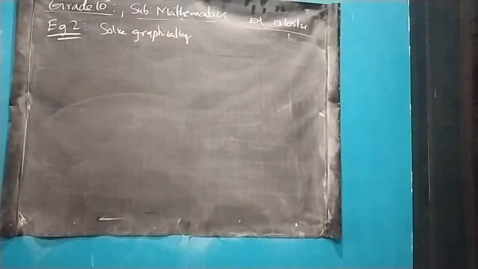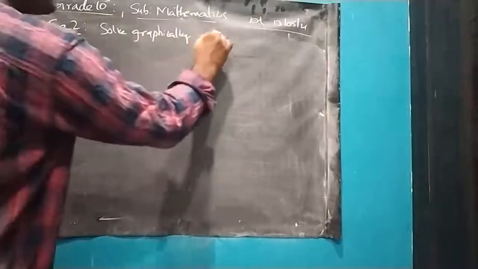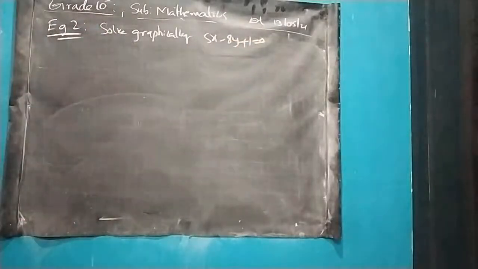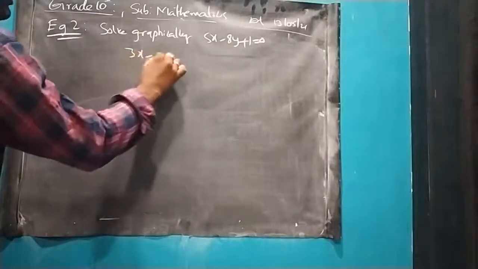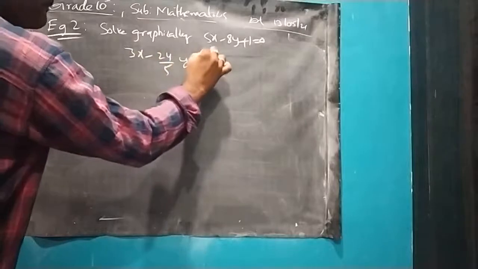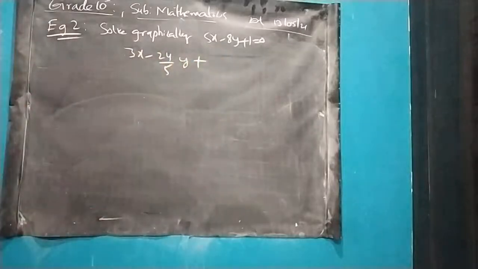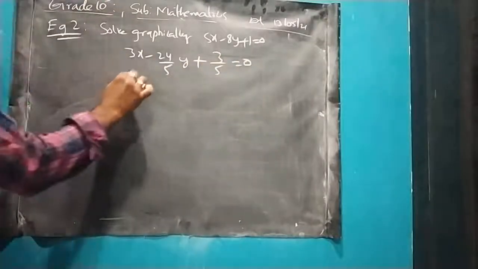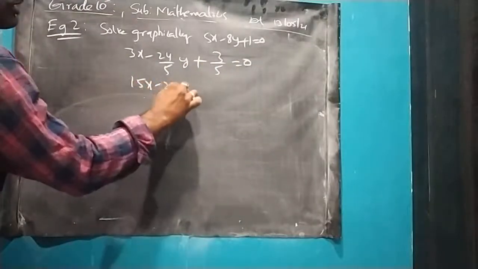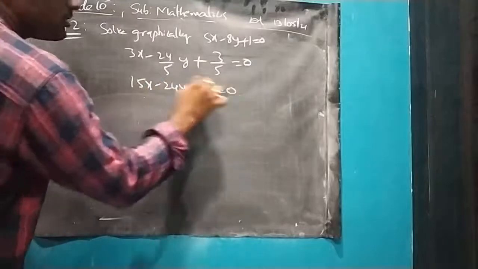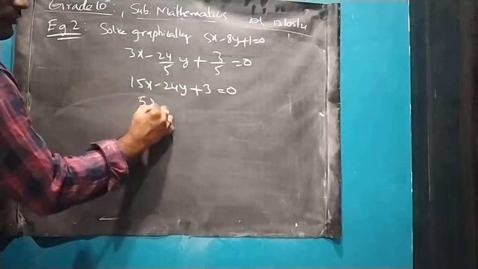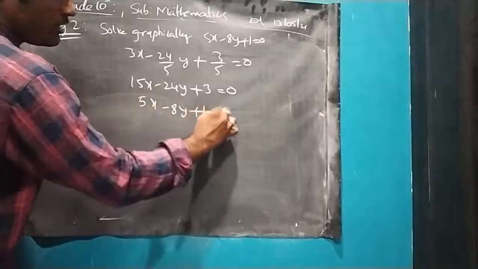Solve graphically 5x minus 8y plus 1 is equal to 0, and another equation is 3x minus 24 by 5y plus 3 by 5 is equal to 0. So 15x minus 24y plus 3 is equal to 0, taking the LCM. So I can cancel the 3 table. So what will it become? 5x minus 8y plus 1 is equal to 0.